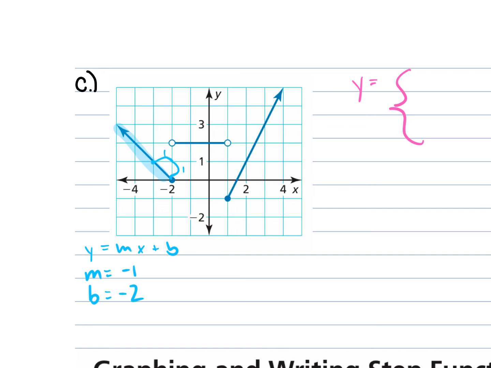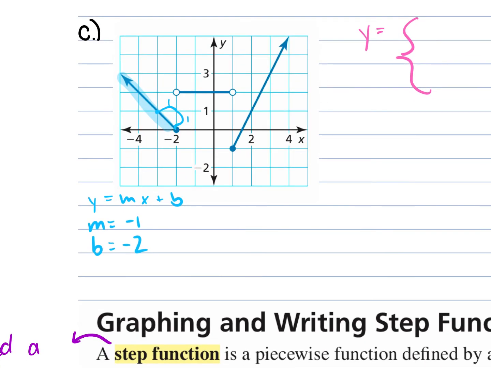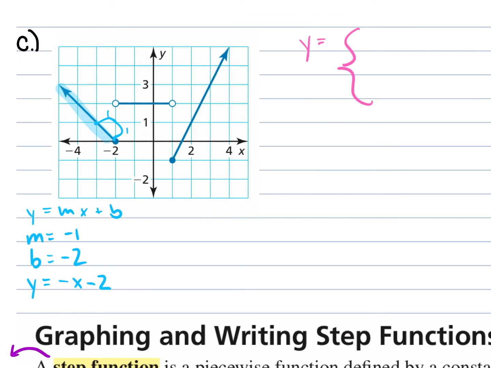I could write it in a different form, point slope form. So you could use a point and your slope. That works too. But I think slope intercept would always be the easiest. You just have to extend your line to see where your intercept is. So what would this equation of a line be? Y equals what? -x minus 2. Perfect. So my first piece is -x minus 2.